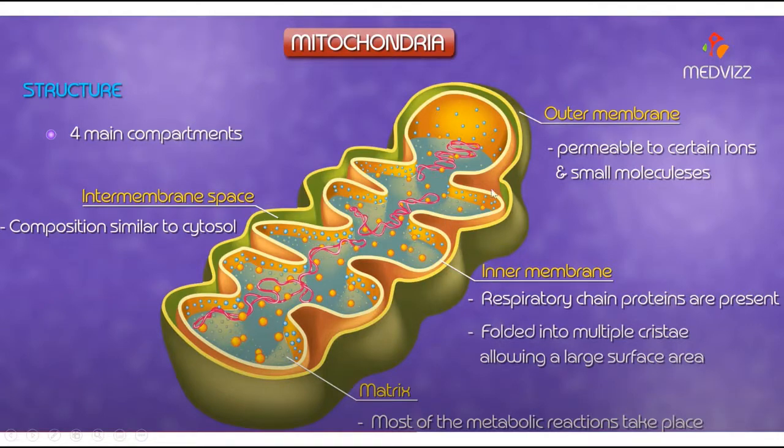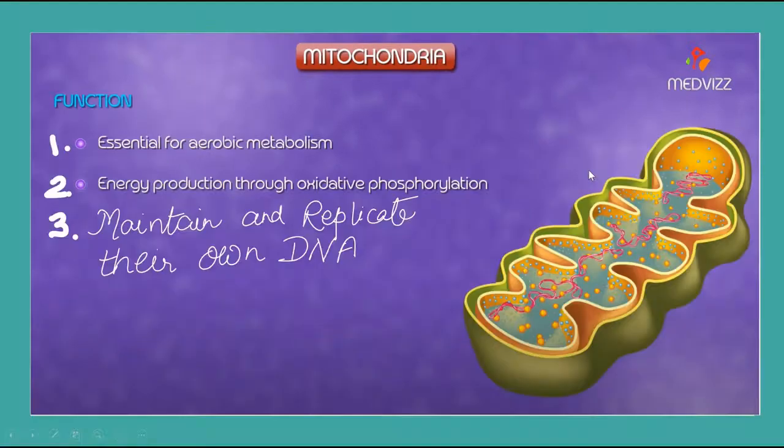The inner membrane is important because the respiratory chain proteins are present, folded into multiple cristae. So these projections are called cristae, where cellular respiration takes place. And this is the outer membrane, which is permeable to some ions, not all. So they are selectively permeable to some small ions and small molecules.